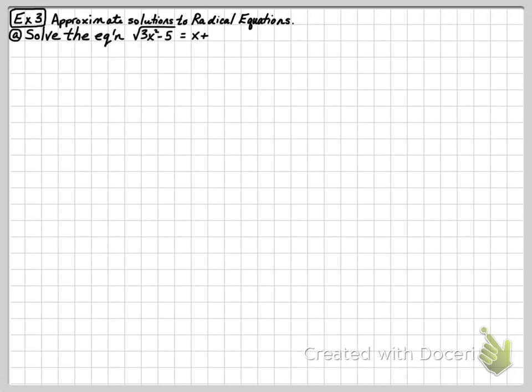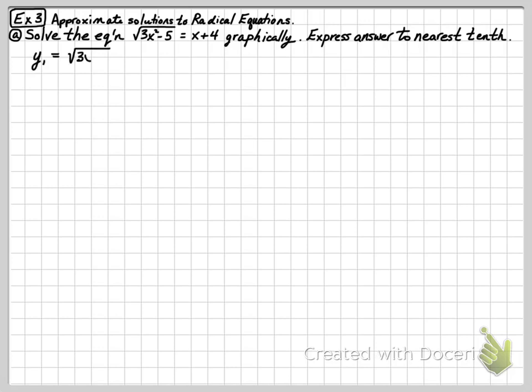In our next example, approximate solutions to radical equations are going to be found graphically. So what we're going to do is solve this one graphically by putting it in our calculator and seeing what we get. When we're asked to express it to the nearest tenth or hundredth, all we have to do is use our calculators. y1 will equal the left side, y2 is going to equal the right side.